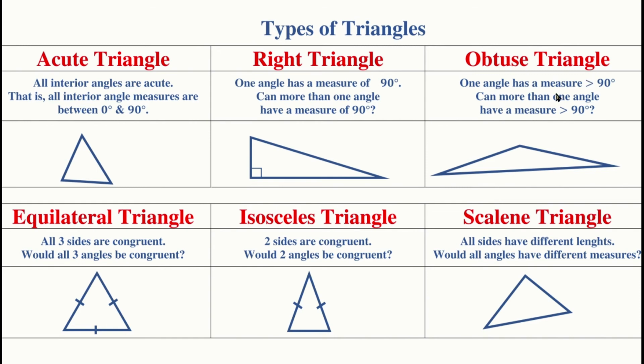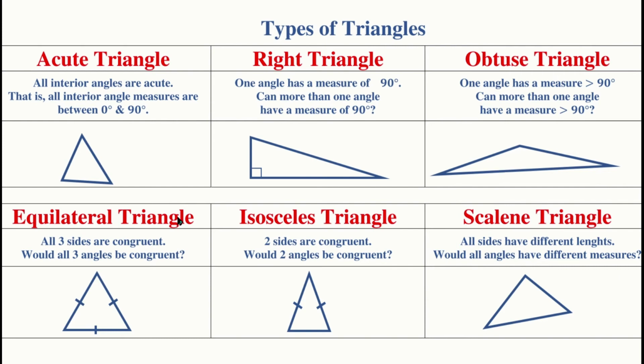Obtuse triangles are any triangle that has one obtuse angle. Again, obtuse, of course, is an angle whose measure is greater than 90 degrees. And for a very similar reason as what we stated here, there's no way to have more than one obtuse angle. So all you need to have an obtuse triangle is just one angle whose measure is greater than 90, and of course less than 180, right? We didn't write that, but that's obvious here.